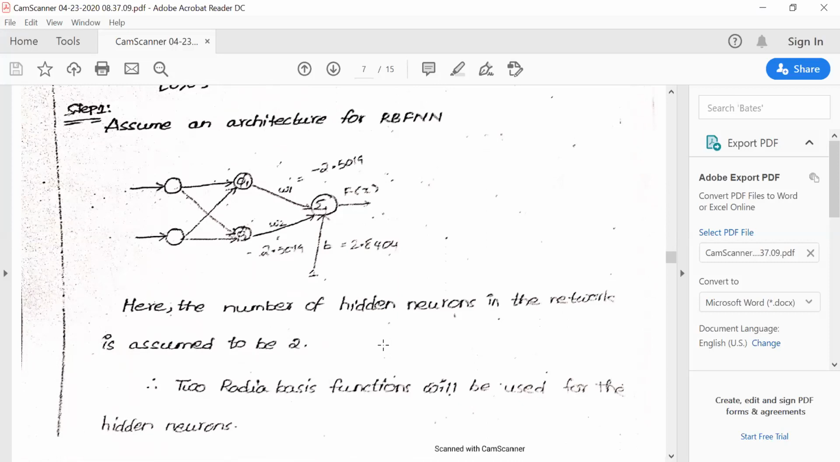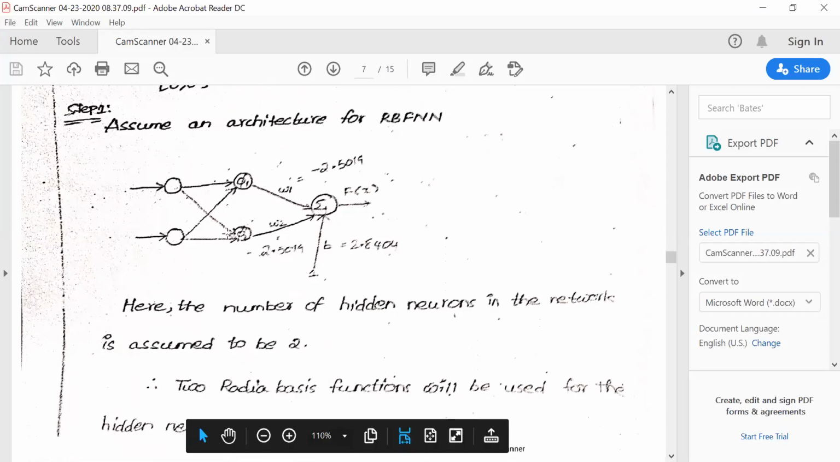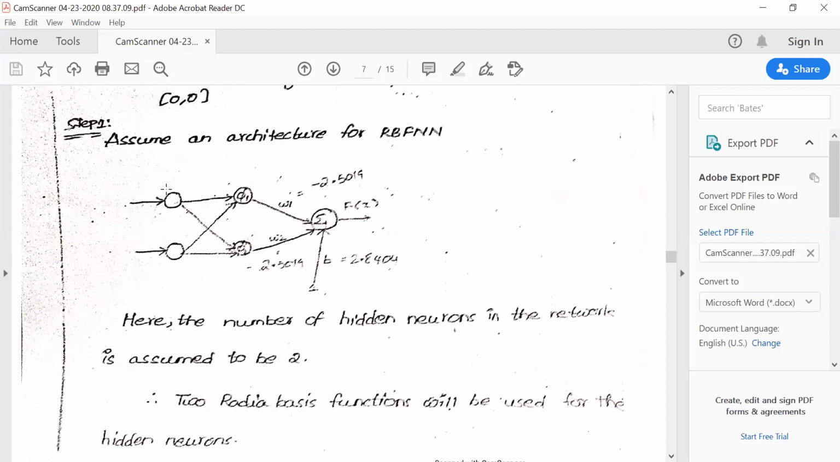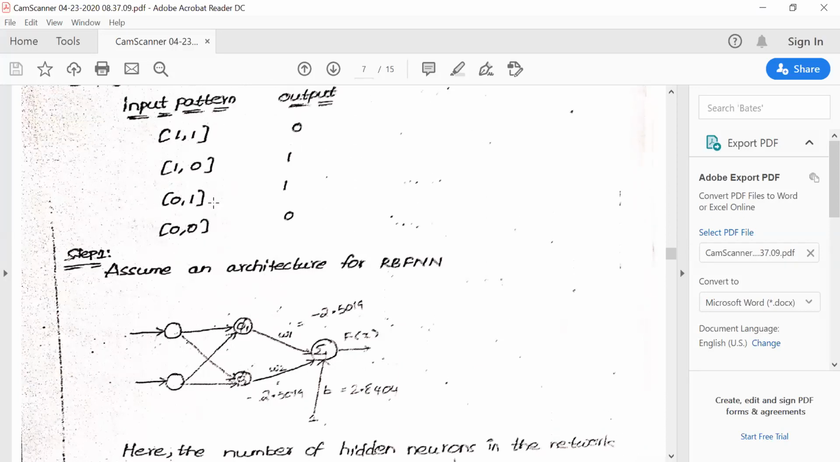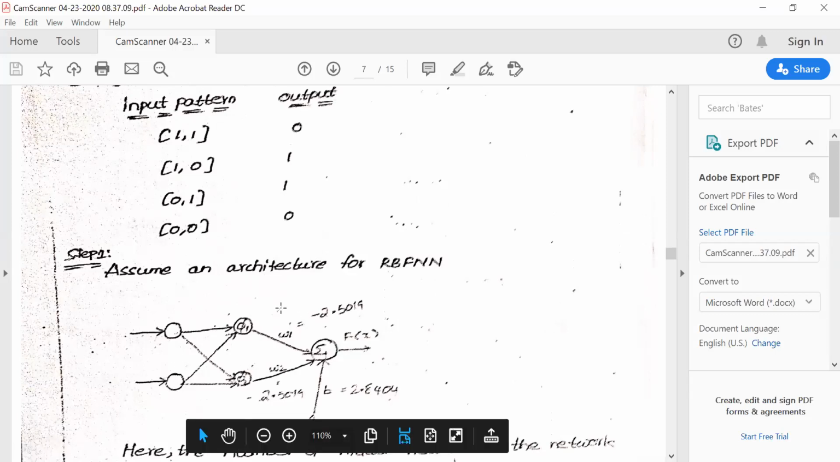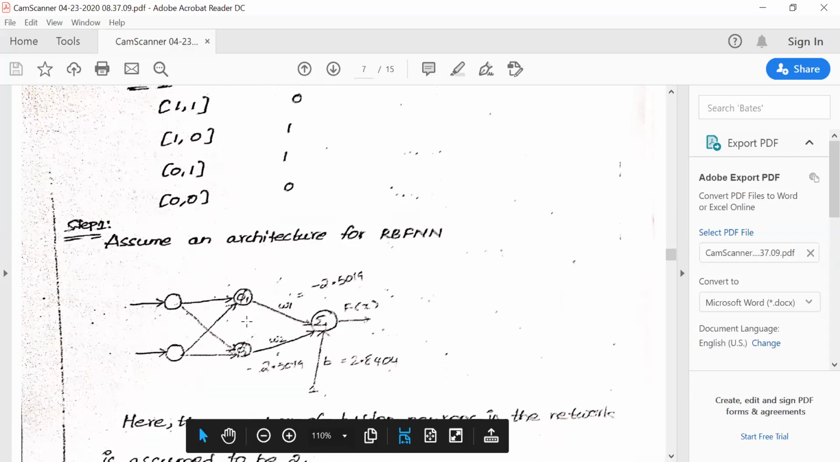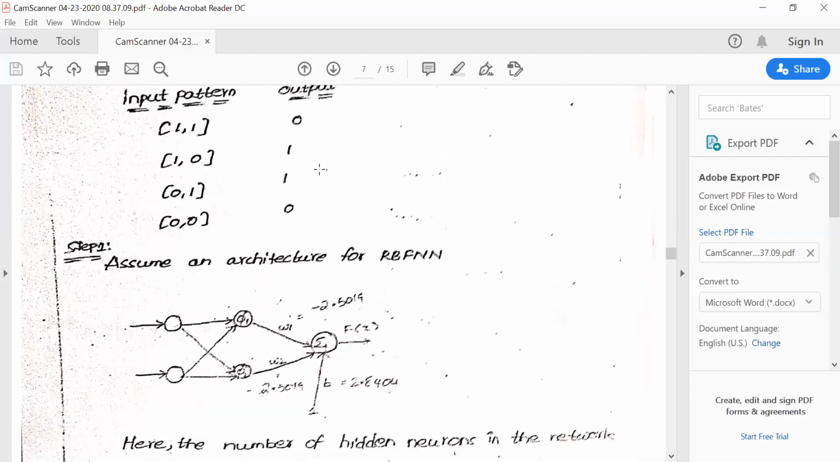So for that, the first step is you need to identify the architecture of the RBF neural network. You can assume any number of hidden neurons. The number of input neurons depends on your input space. So the size of the vector in your input space is 2: 1 comma 1, 1 0, 0 1, 0 0. Therefore, the number of input neurons is going to be 2, and the number of hidden neurons may vary. You can choose any number of hidden neurons, that doesn't matter. And finally, because it is producing only a single output, I'm using a single output neuron in the output layer.